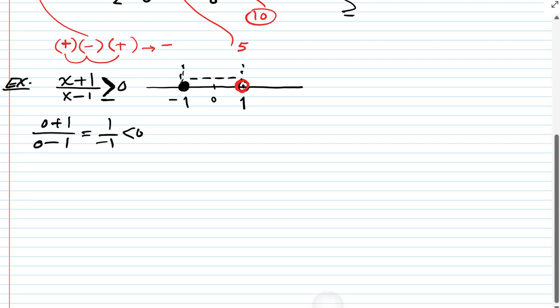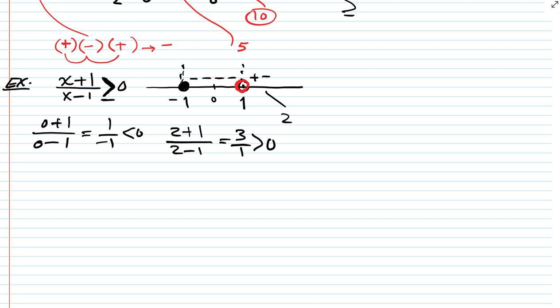Beyond 1, let's pick 2. It's going to be 2 plus 1 over 2 minus 1. That's 3 over 1, positive. Notice how again it changes sign as we hit those numbers. I knew that's going to happen because I don't have even multiplicities on these factors, so I would expect the signs to alternate.